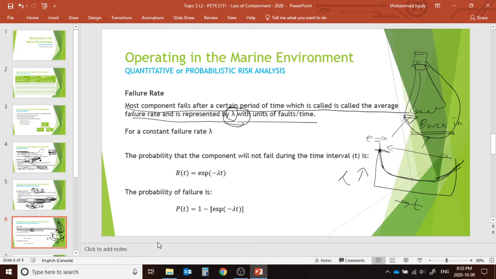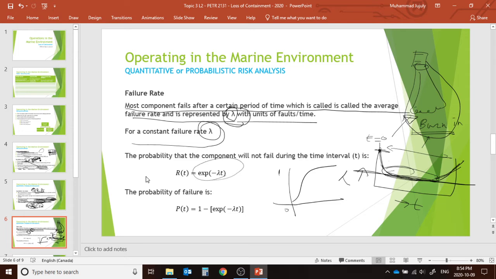So how can we actually determine the failure rate? For a constant failure rate, it is lambda. So the probability that the component will not fail during an interval of time is exponential of minus lambda t. The probability of failure would then be 1 minus exponential of minus lambda t. That makes sense. It is on a 0 to 1 scale: for instance, this is 0, this is 1. If this is the probability of not failing, then the probability of failure would be 1 minus this value.